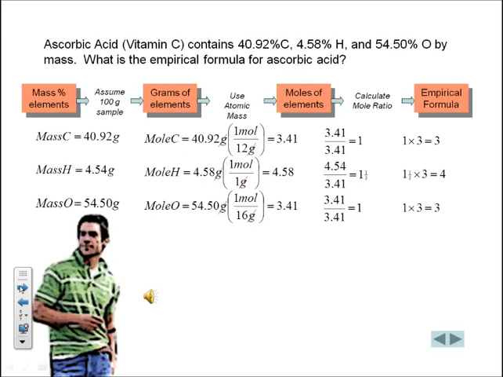Since the molar ratio value for hydrogen is fractional, we must multiply all the values by the denominator, 3 in this case, to get the smallest whole number ratio. Using the whole number ratio, we can now write the empirical formula of C6H4O3.